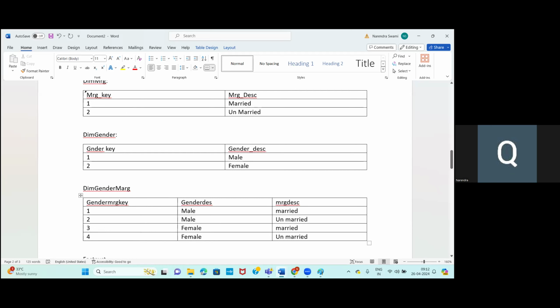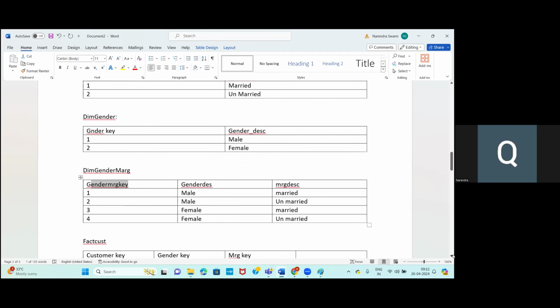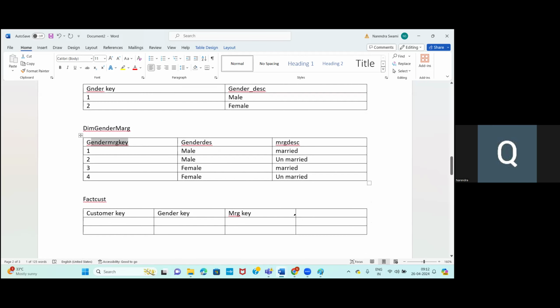Like this, we are combining the two dimension tables into one dimension, and we will have one junk id. This junk id is in the fact table, and this dimension table is known as a junk dimension table. Instead of two columns here, you can just maintain one column here in the fact table.